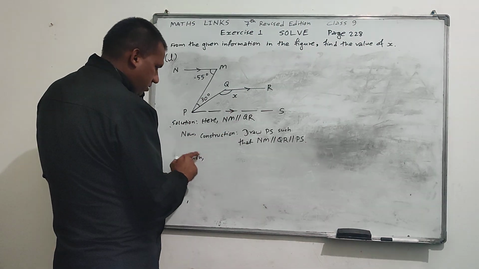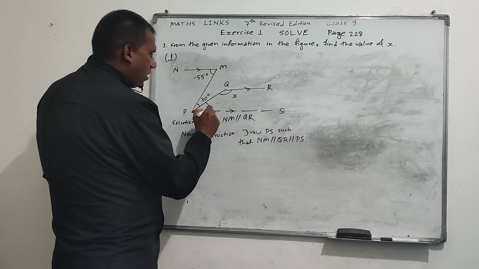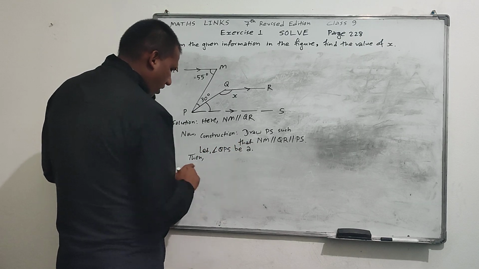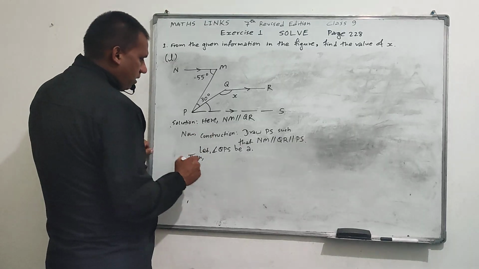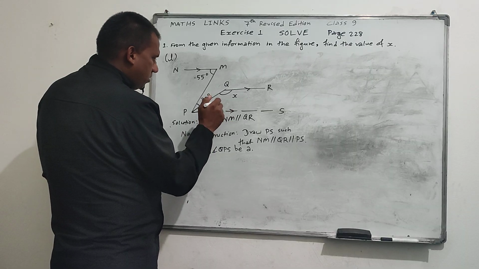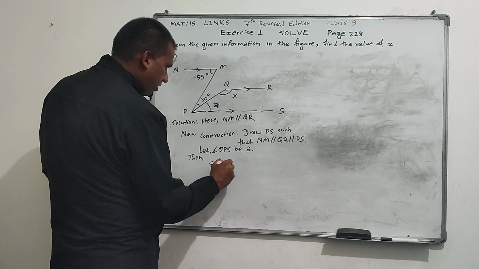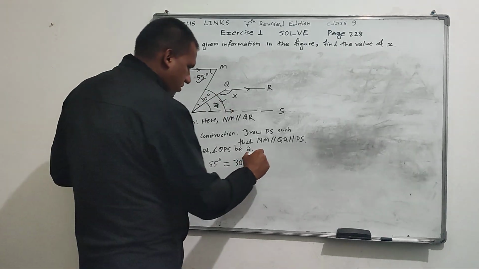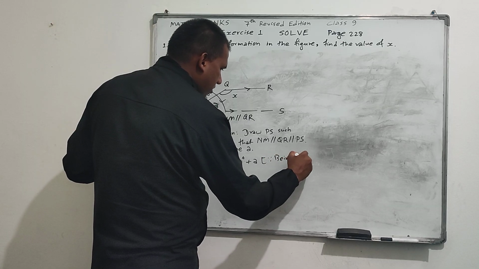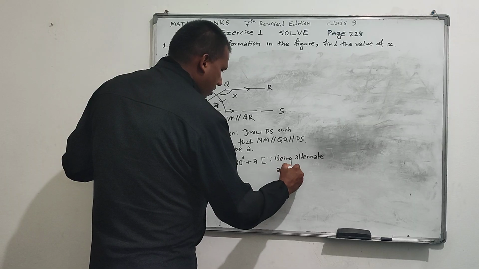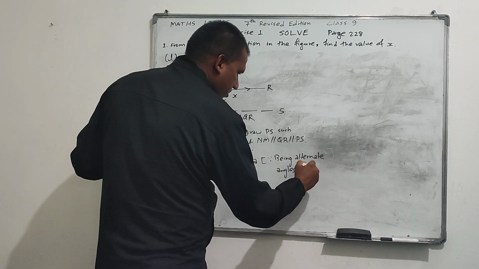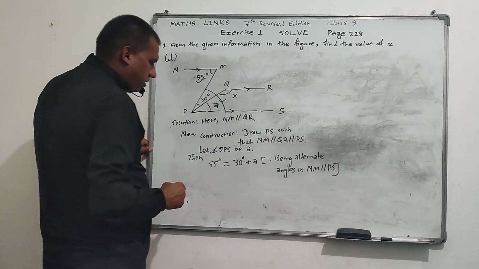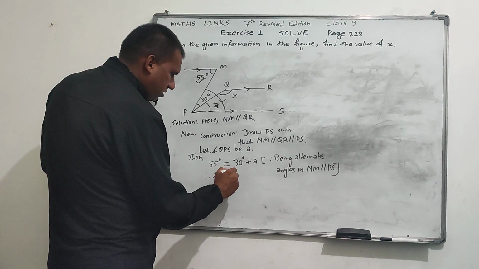Then suppose that angle QPS be A. Then 55 degrees equals 30 degrees plus A. 30 plus A and 55 are alternate angles in NM parallel to PS. So 55 equals 30 plus A. Therefore, A equals 55 minus 30, that is 25 degrees.